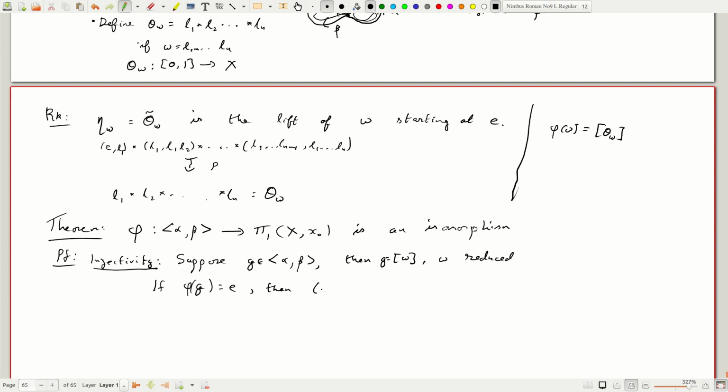Then what we know is theta W is homotopic to identity. So what this implies is theta W tilde 1 is going to be E tilde 1, which is just the base point E. But theta W tilde 1 is going to be eta W of 1, because for reduced words this is the case, which is W. Therefore G is W, which is the empty word. Okay, so this is E. So this shows injectivity of the curve.